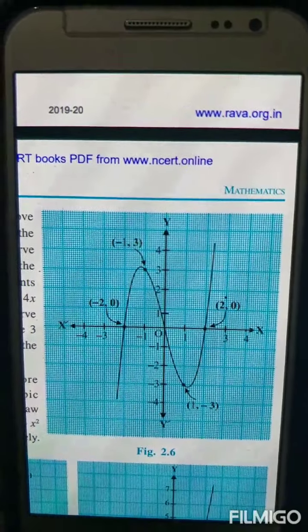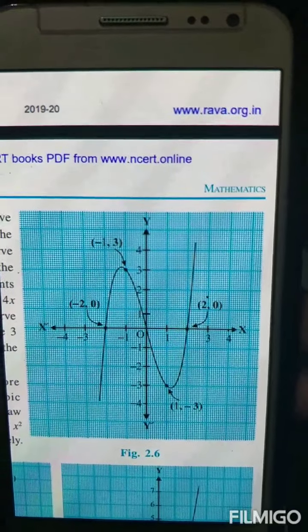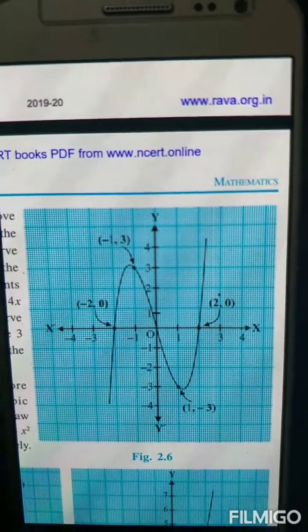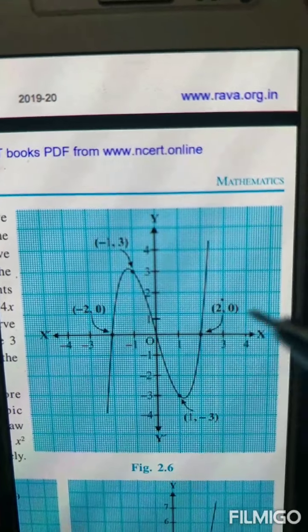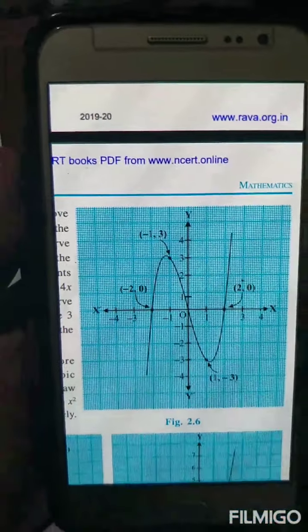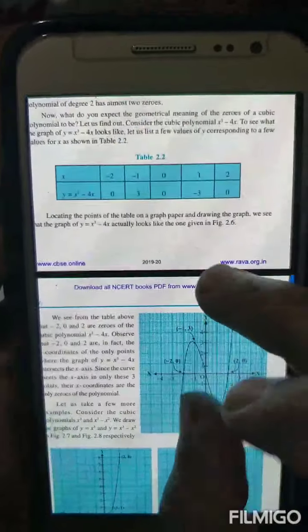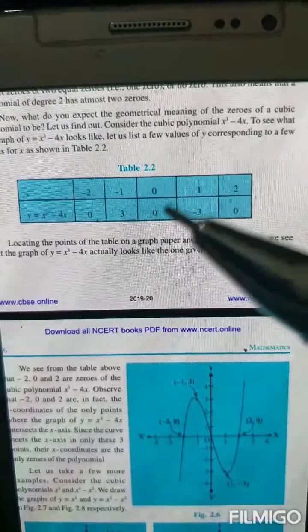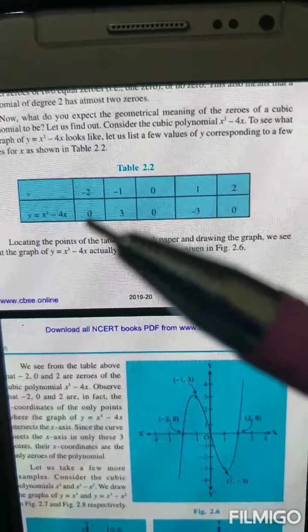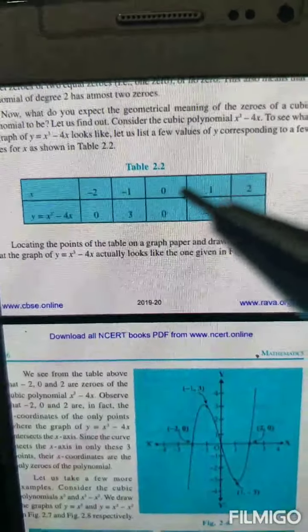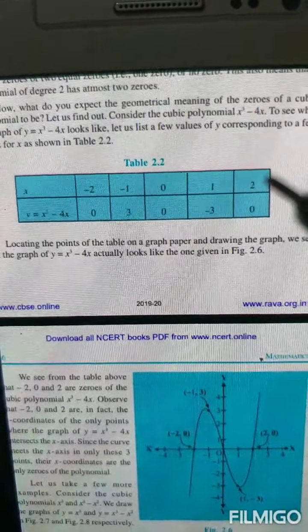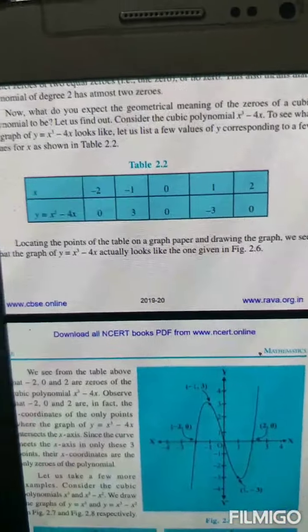So what do you think? What are the zeros of this polynomial here? Yes, they are -2, 0 and 2. Only the x coordinate. We have to take only the x coordinate. Now see the table. Do you find 0 here? If we take -2, the answer is 0. If we take 0, the answer is 0. And if we take 2, the answer is also 0.